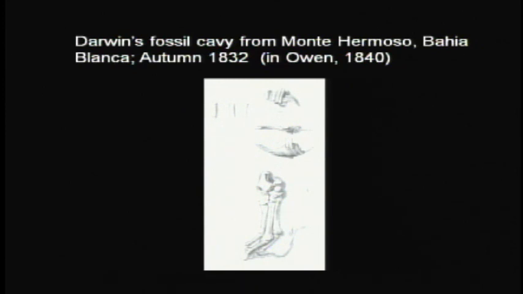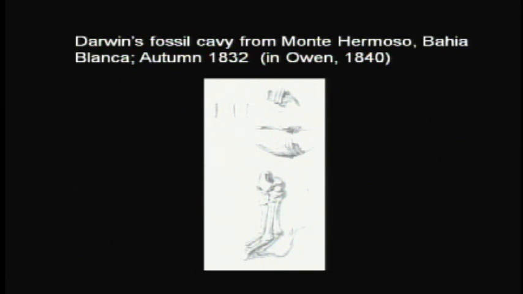He gets to Bahia Blanca. There's two localities there, Punta Alta and Monte Hermoso, in the autumn of 1832. And he collects these fantastic skulls and bones of these giant extinct forms of edentate mammals, and I'll show you a couple of pictures in just a moment. He also had another locality, though, and I think this is really the smoking gun.